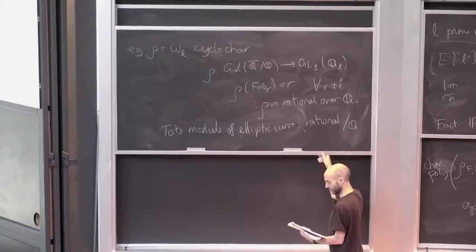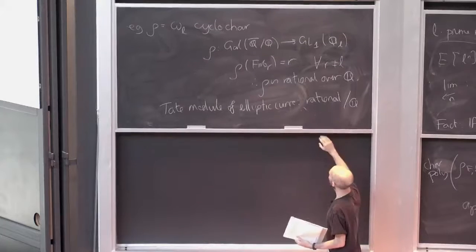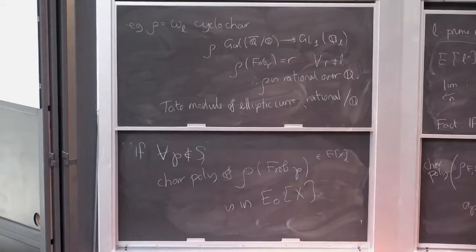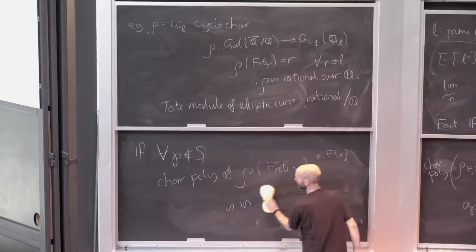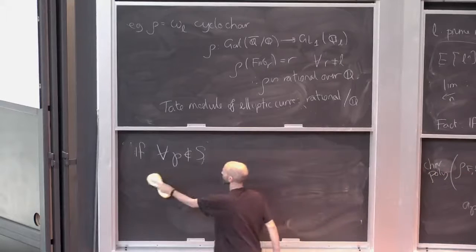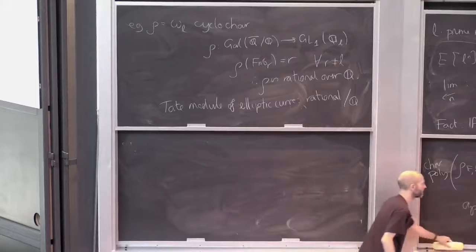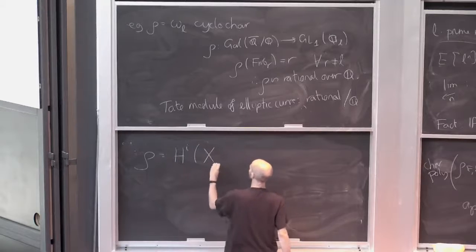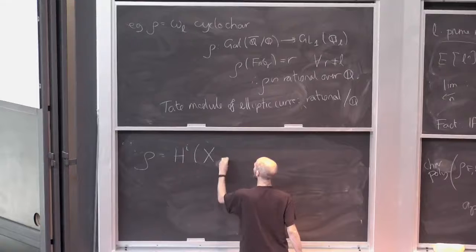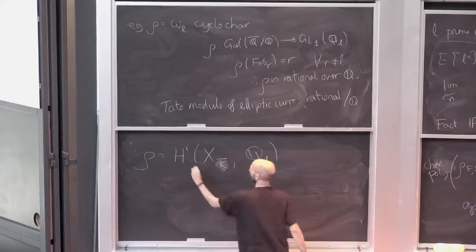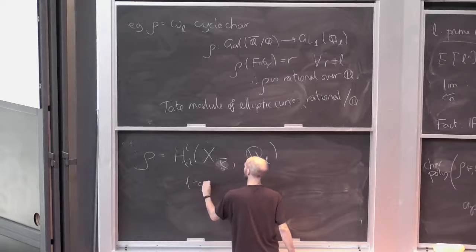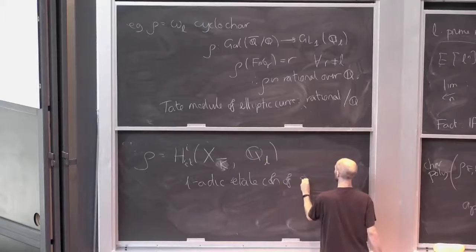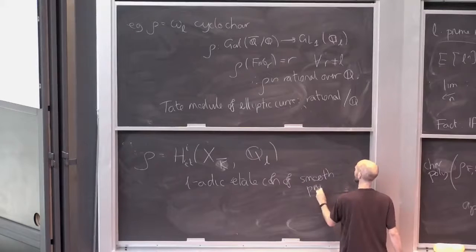Where do Galois representations come from? Well, we've got the cyclotomic character and we've got the Tate module of an elliptic curve. And then the next step after that is L-adic cohomology of a smooth projective algebraic variety, obviously. So let's do that one next. Rho equals H^i of X over k-bar, with Q_l coefficients: the L-adic étale cohomology of a smooth proper algebraic variety.